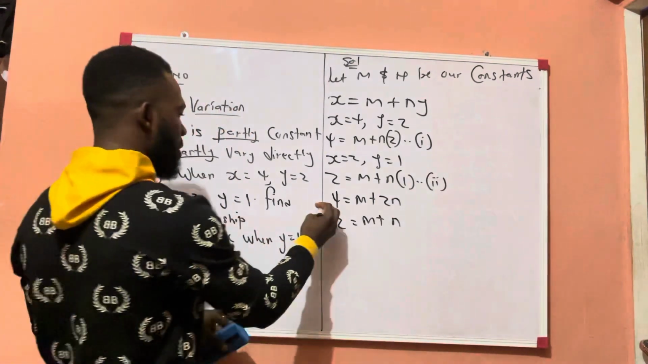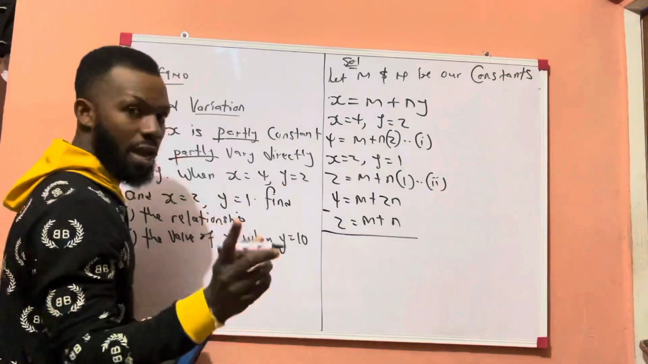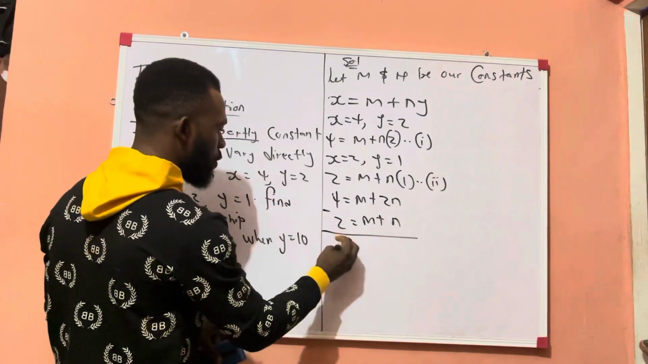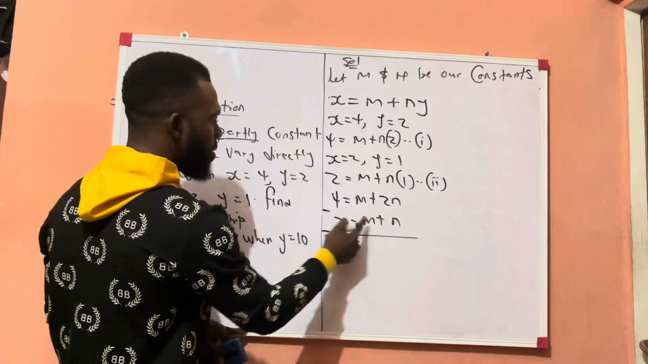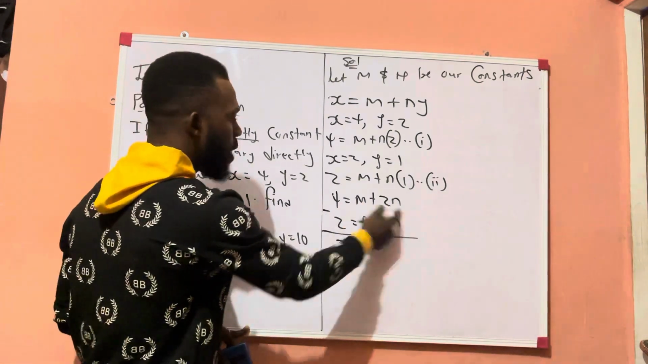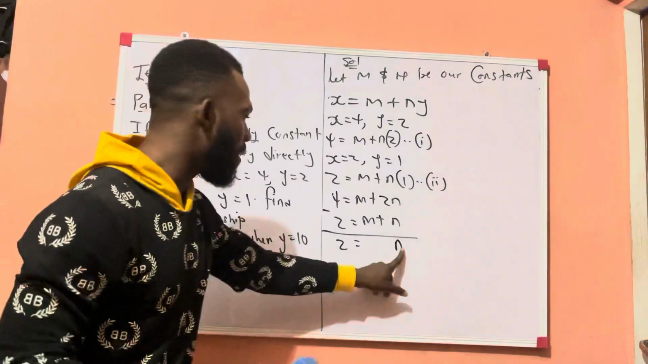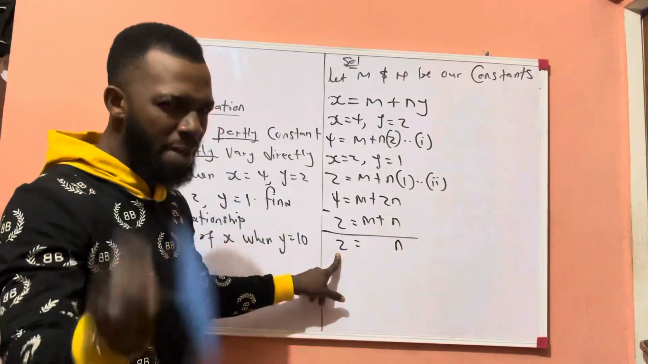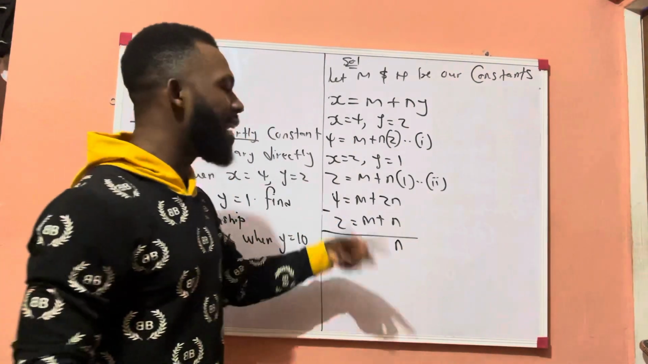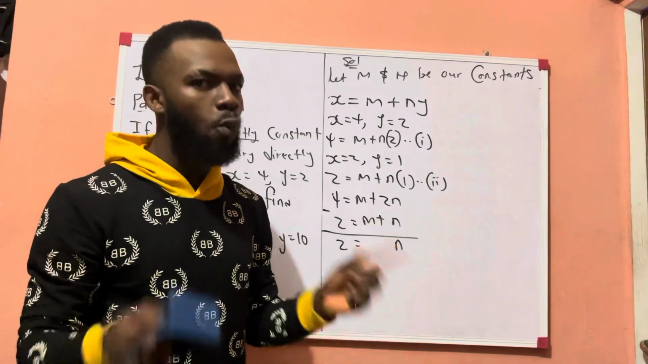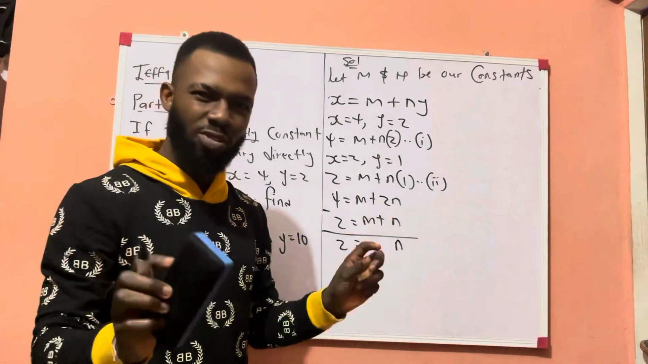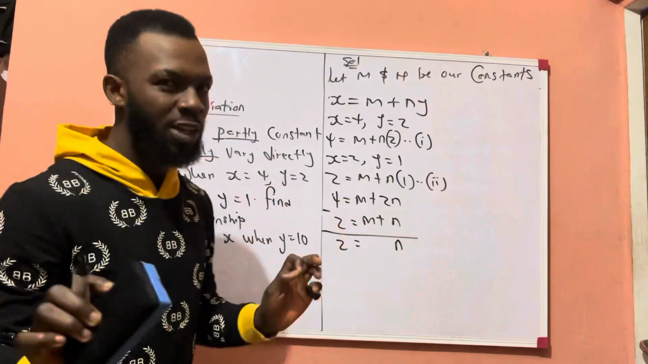Now let us subtract. Now subtracting, we have this. 4 minus 2 gives us 2. m minus m gives us 0. 2n minus n gives us n. So what does that mean? It means that the value of n is 2. Remember, m and n were not given in the question. We were the ones that introduced them as constants. So we must look for their values first.